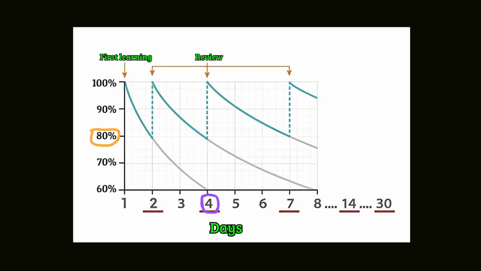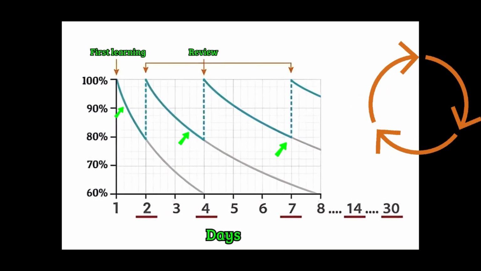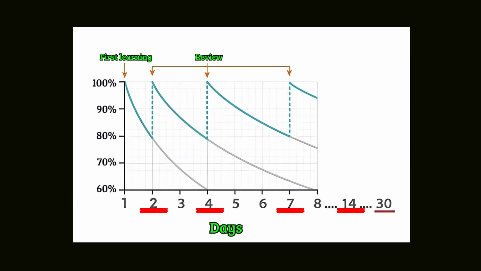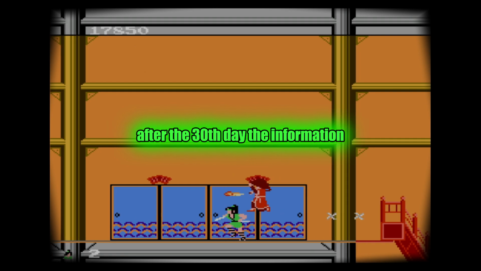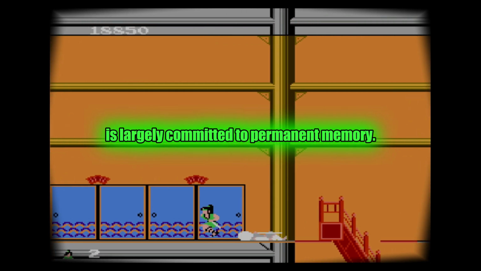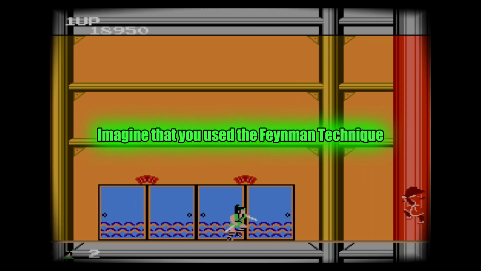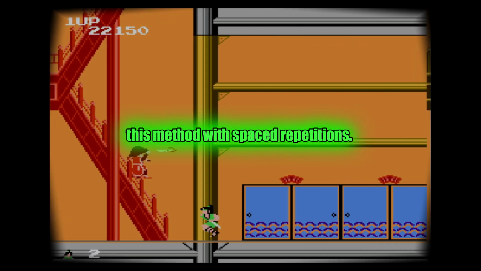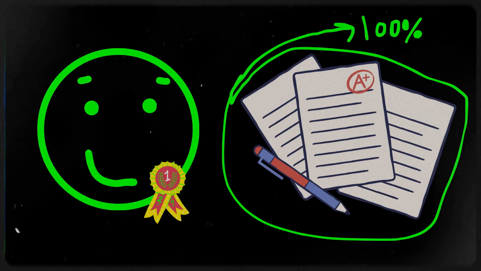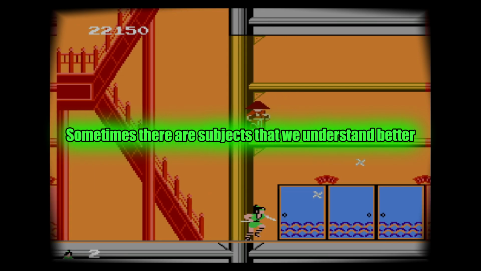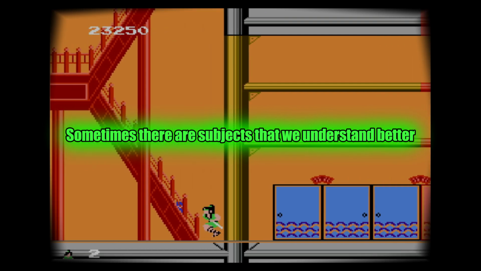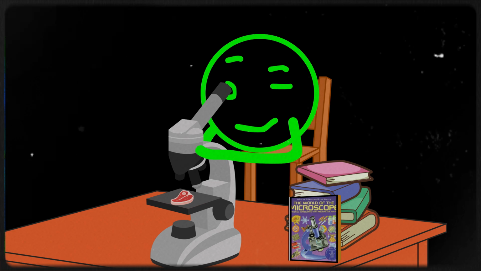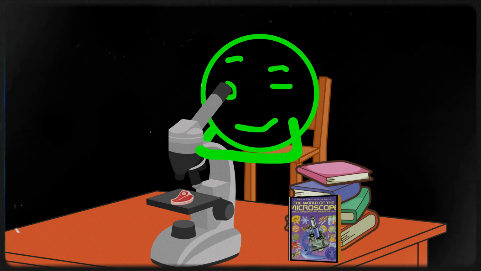With each repetition, this interval gets longer and longer. If you set the repetition days as 2, 4, 7, 14, and 30, after the 30th day, the information is largely committed to permanent memory. Imagine that you used the Feynman technique while studying for the exam and supported this method with spaced repetitions. You would definitely notice the effect of these techniques. Sometimes there are subjects that we understand better when we practice rather than when we read. So, if possible, you can do some simple practice on the subject you are studying.